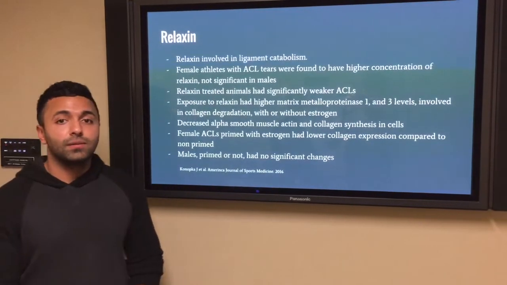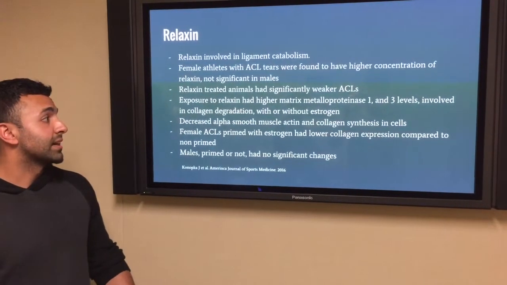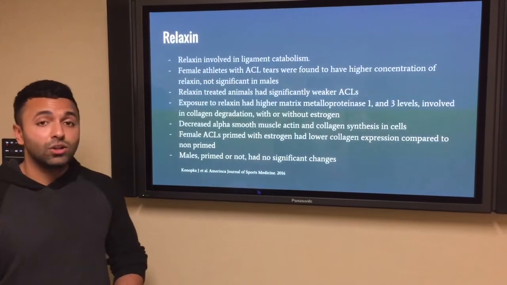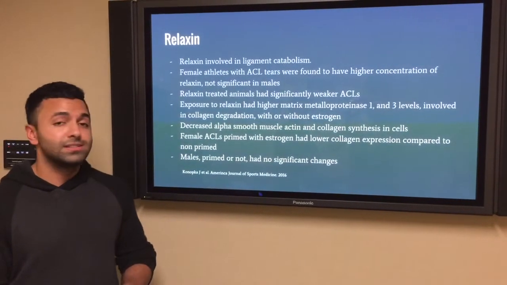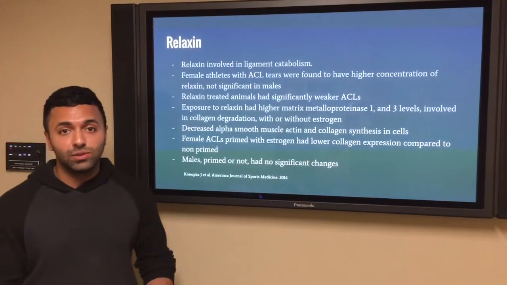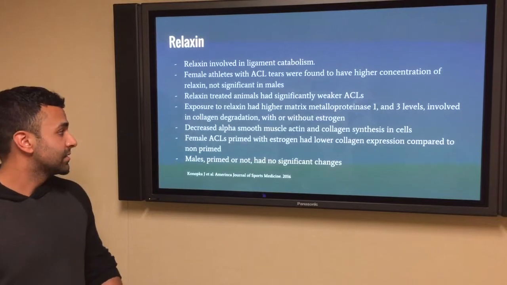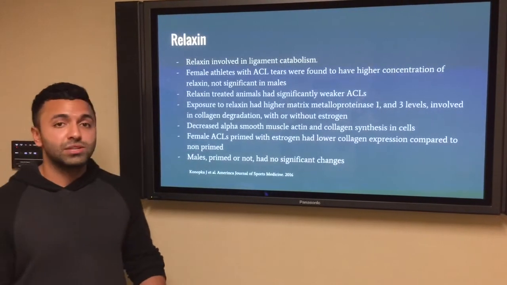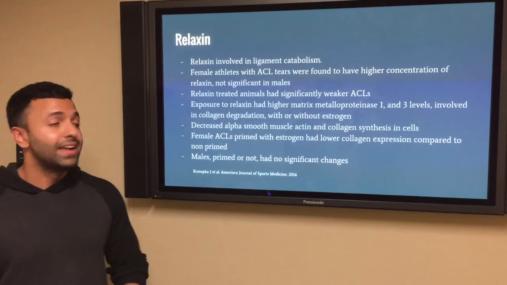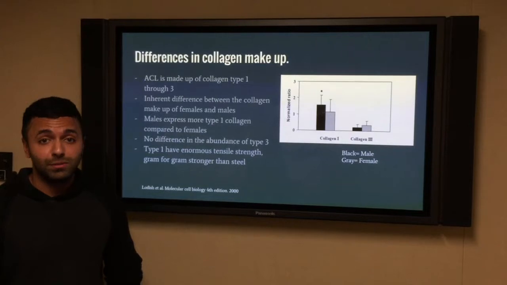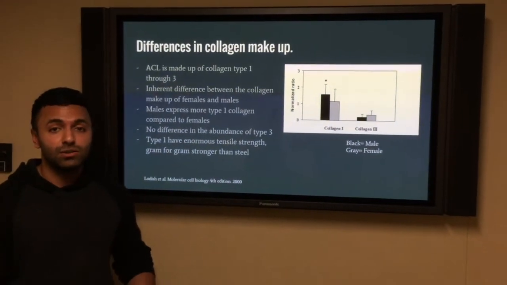In vitro, ACLs exposed to relaxin actually had lower enzymes involved with collagen expression and higher enzymes involved with collagen degradation. There was also a decrease in smooth muscle actin and collagen synthesis. Female ACLs in vitro primed with estrogen also had lower collagen expression compared to non-primed ACLs, and in males there was no significant difference.